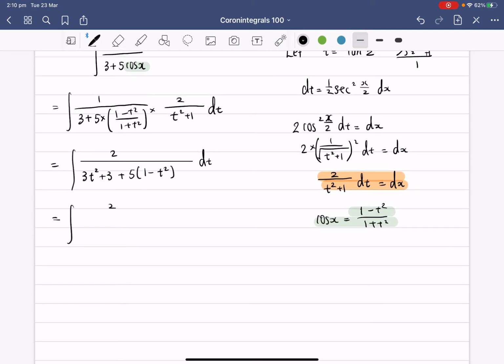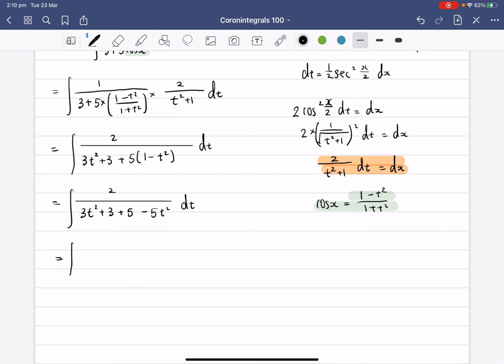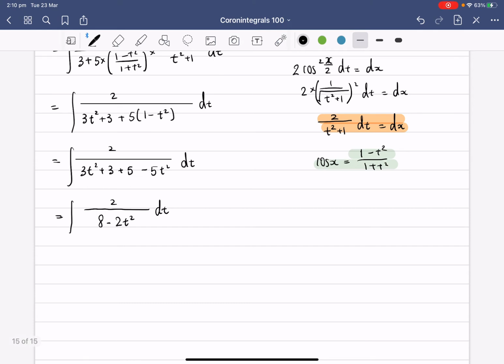So next we need to expand the bracket and simplify it. So we've got 3t squared plus 3 plus 5 minus 5t squared dt. All right, the next step is to combine the like terms on the denominator. So we get 8 minus 2t squared dt. I hope you still remember from the previous question that it was 8 plus instead of 8 minus. So this time we get a minus. Inverse trig integration is not going to help you do this question. So after simplifying, we get 1 over 4 minus t squared dt.